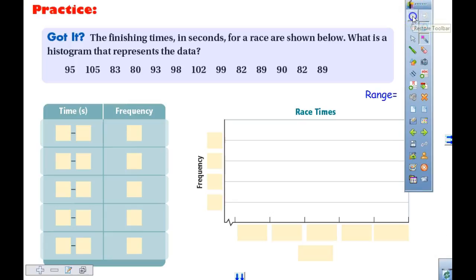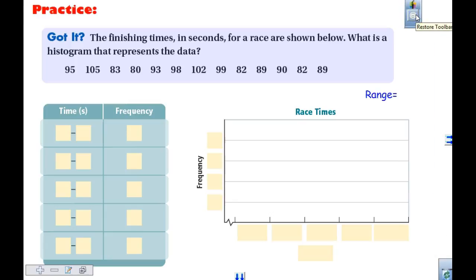So the first question as you look at your notes is, these are the finishing time in seconds for a race. What is a histogram that represents the data? First thing I want you to do is find the range. And when you find that range, show me what you're subtracting. So right up here above race times, tell me the range. Tell me your maximum minus your minimum to tell me your one number that you have for the range. Write that down first, because you need to know your intervals before you start doing anything else. We need to know what that interval is going to be.